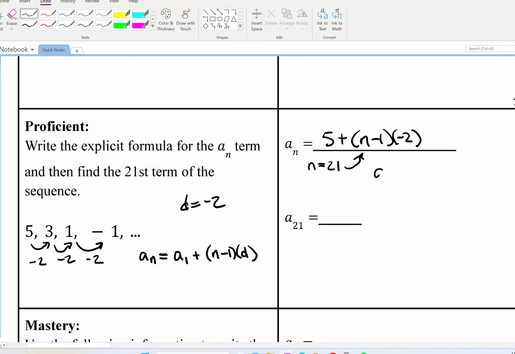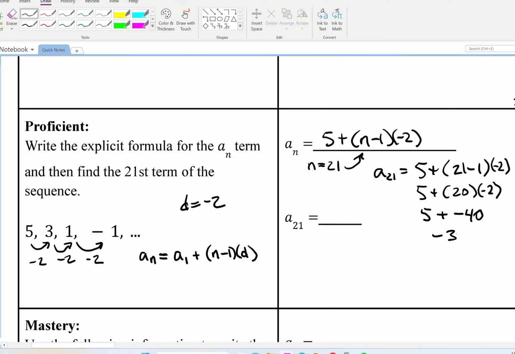And then if I want to find the 21st term, say n equals 21, then I'm going to plug that in there. A sub 21 is equal to 5 plus 21 minus 1 times negative 2. And that's 5 plus 20 times negative 2. And then 5 plus negative 40, and that would be negative 35. So negative 35 is the 21st term.